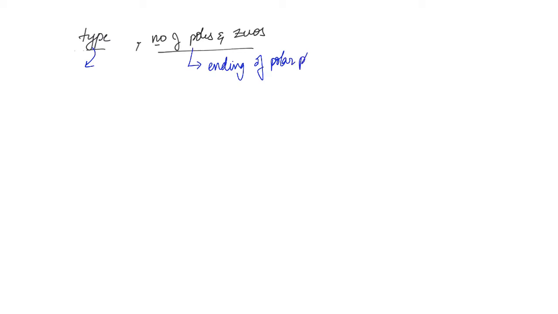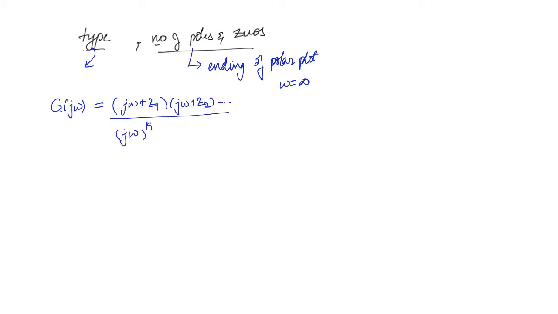Okay, that means at omega is equal to infinity. So here we will consider the magnitude. So we saw that what did we take the transfer function? G of j omega is equal to (j omega plus z1)(j omega plus z2) and so on, divided by (j omega) to the power k times (j omega plus p1)(j omega plus p2) and so on.